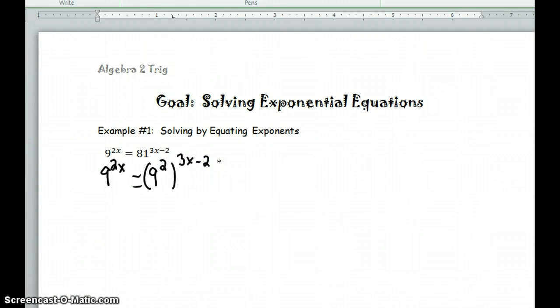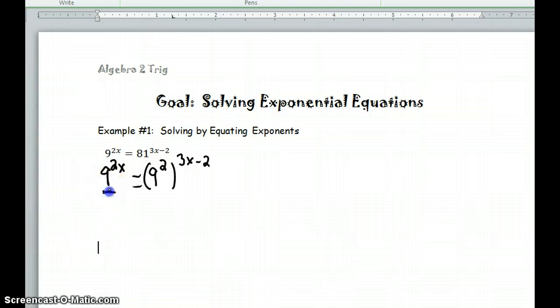Now, before I go on in this problem, there's actually another way to do it. I could make the 9 into 3 squared and the 81 into 3 to the 4th. There's other ways to do these problems, but I try to do them in the simplest, shortest way possible. So sometimes you can change both bases. Sometimes you only have to change one of them. All right, so let's continue.